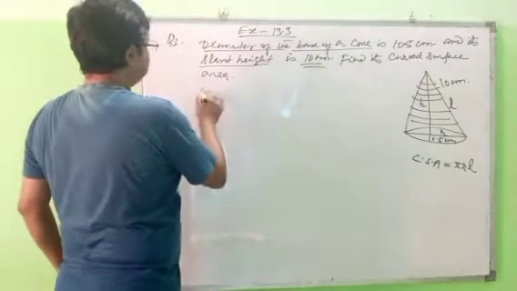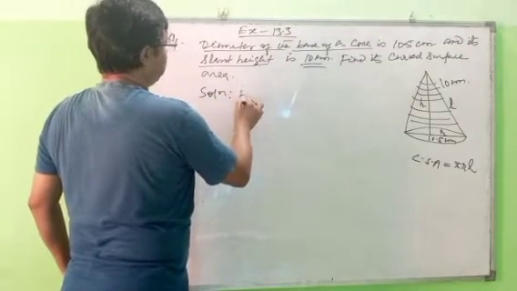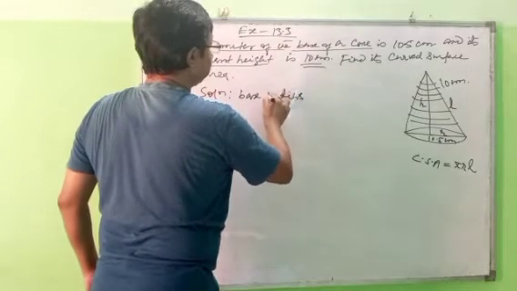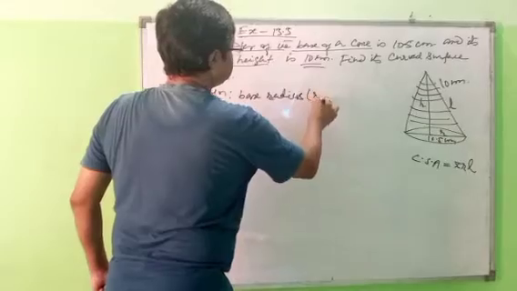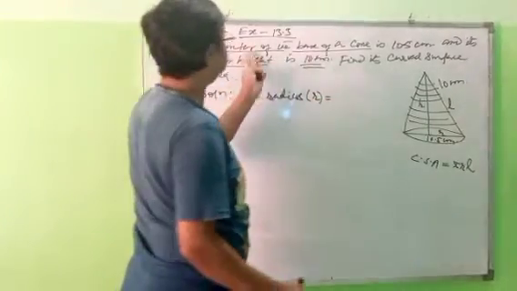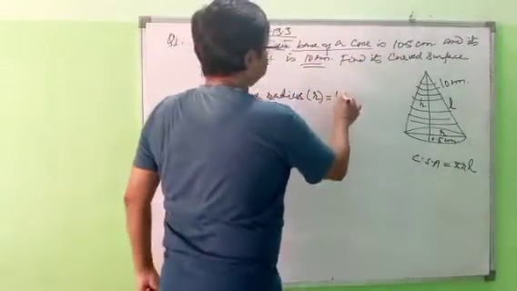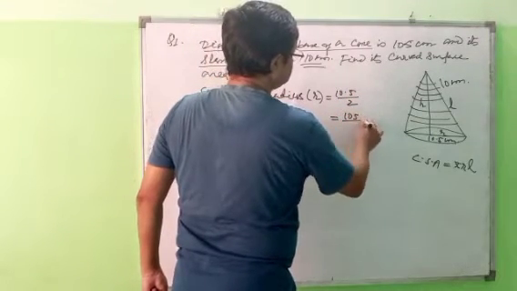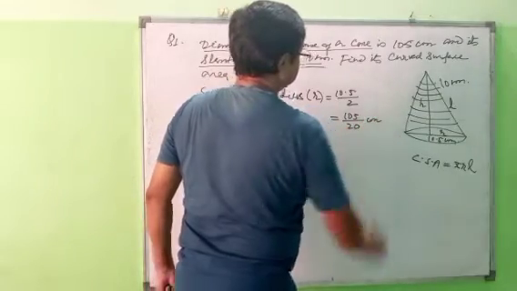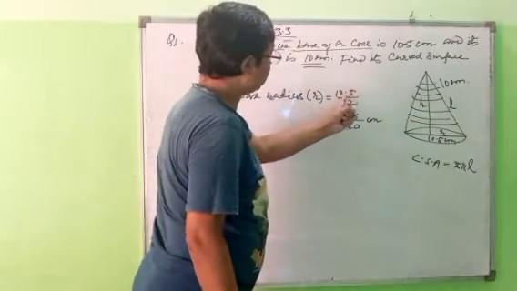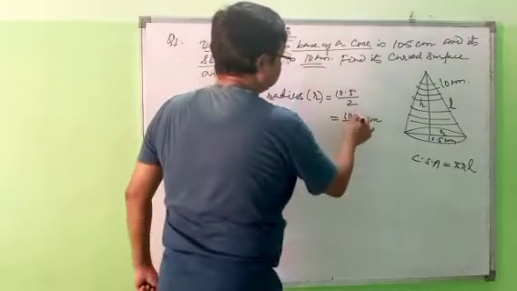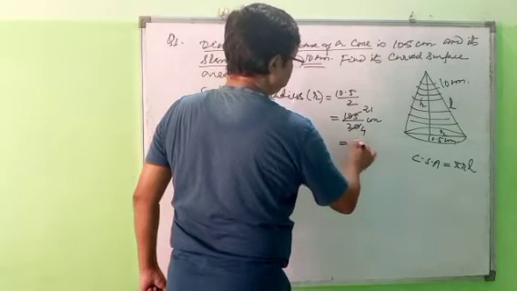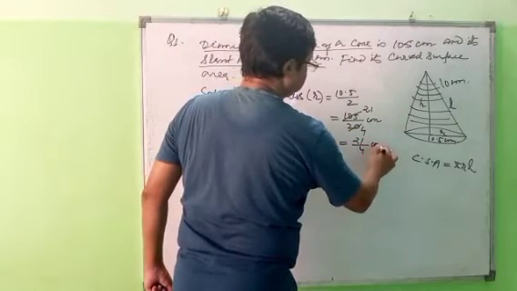So now the solution. Here the base radius, no need to write diameter. So the base radius, small r, equals to, the diameter is 10.5. Radius will be half, so 10.5 divided by 2. Making it a fraction, 105 by 20 centimeter. I have just removed the point, so it is 105. Now cancelling, 5 into 1, 5 into 4, so you get 21 by 4 centimeter.